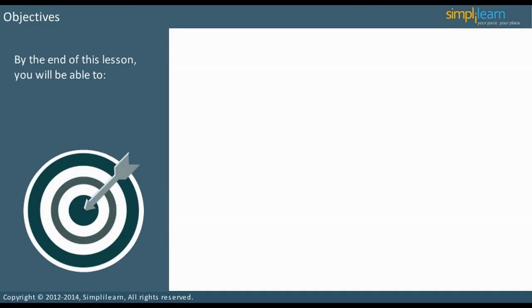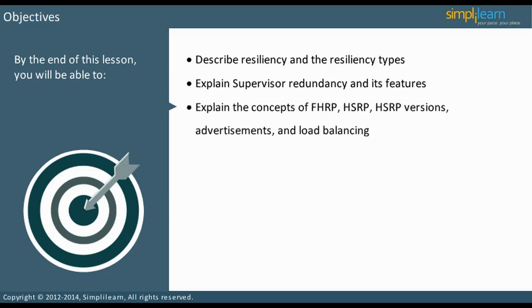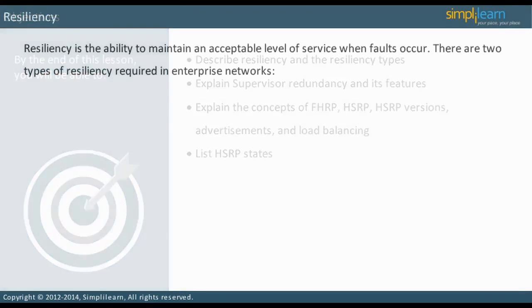By the end of this lesson, you will be able to describe resiliency and the resiliency types. Explain supervisor redundancy and its features. Explain the concepts of FHRP, including HSRP, HSRP versions, advertisements, and load balancing. List HSRP states. Let us start our discussion with resiliency.